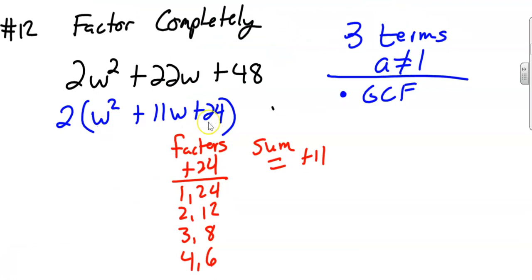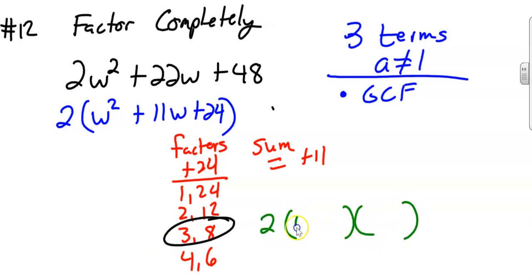Okay, and again, they're all positive, so we don't have to worry about any signs. The pair that adds up to 11 is the 3 and the 8. So then the final answer is a 2 on the outside, and on the inside, we'll do a w plus 3 and a w plus 8.